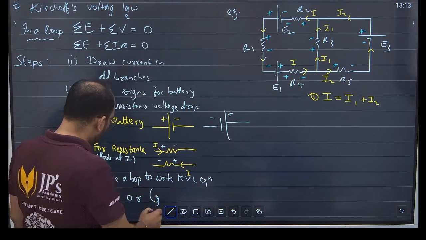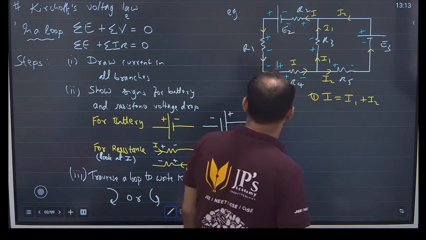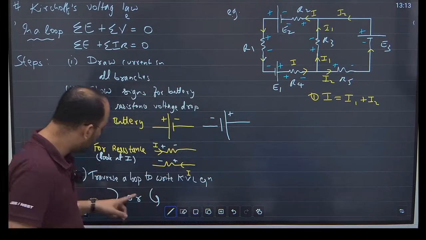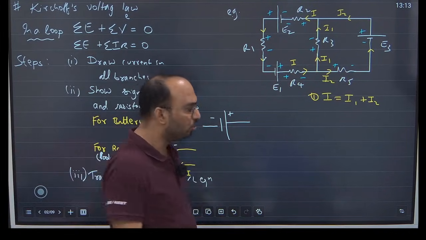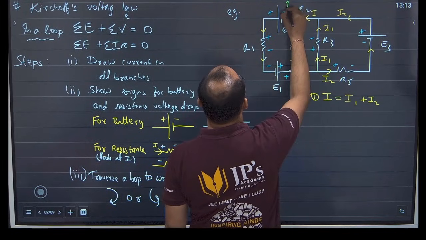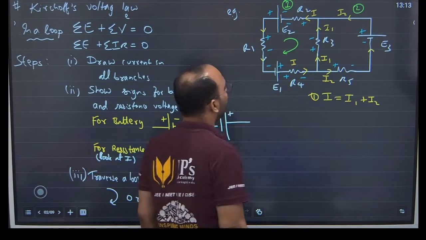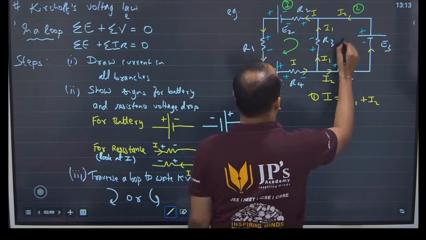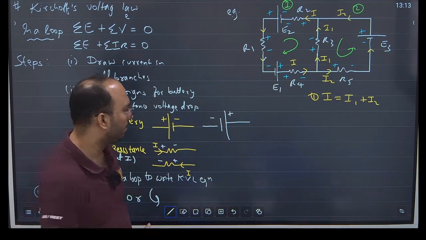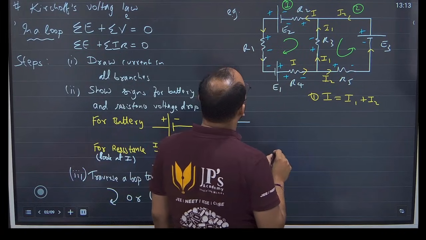Third step, you traverse the loop to write the equation. Look at this very carefully. I'll show you both directions. Clockwise, anti-clockwise, we can do anything. There is no fixed rule that you must go clockwise or anti-clockwise. It's totally up to you how you are comfortable. Let's say I take this as loop number 1 and this as loop number 2. In loop 1 let's go clockwise, and in loop 2 let's go anti-clockwise. It doesn't matter, we can traverse any loop in any direction and the equations will not be an issue.